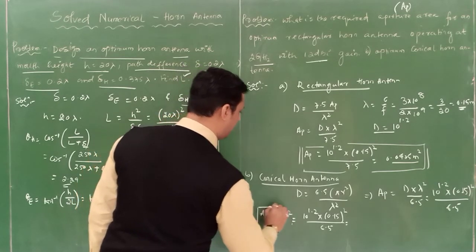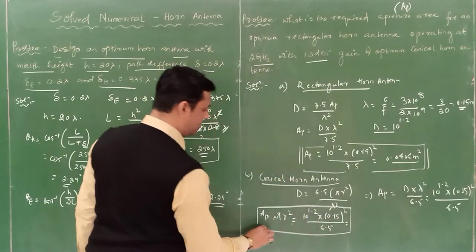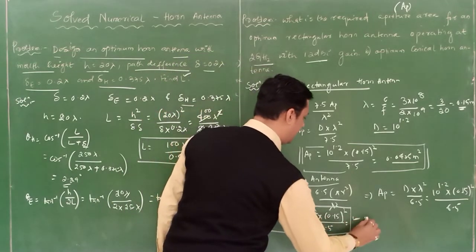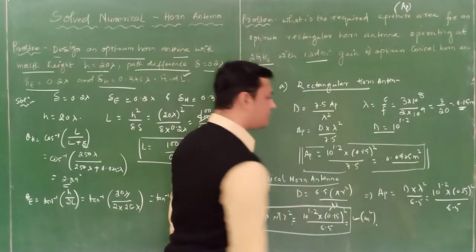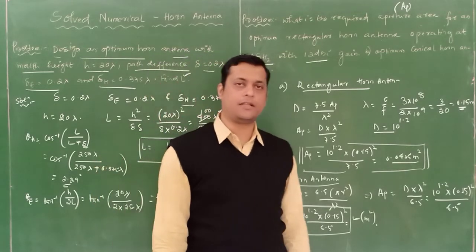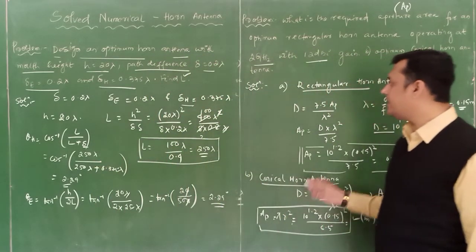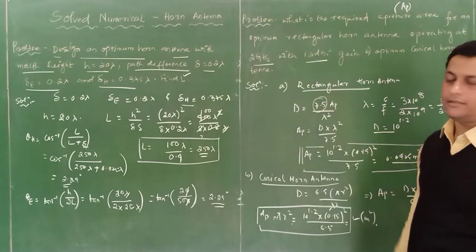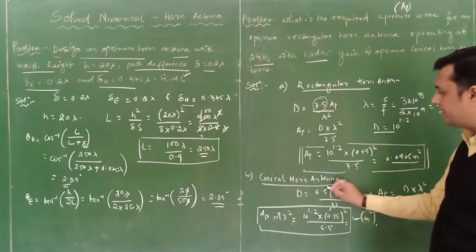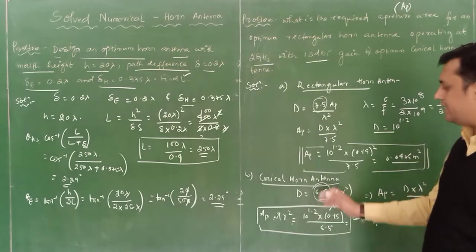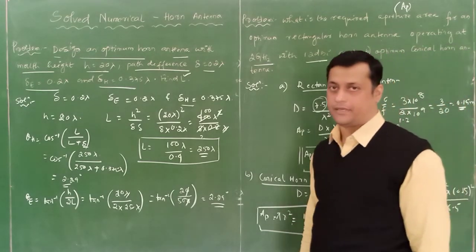So try to solve with the help of a calculator. If you don't have the calculator, you can substitute the value and you can determine in terms of meter square. So like this we can proceed for the determination of conical horn antenna. Only the difference is in rectangular horn antenna we have a constant value 7.5 and in conical horn antenna we have 6.5. Okay. With the help of that you can determine the AP.